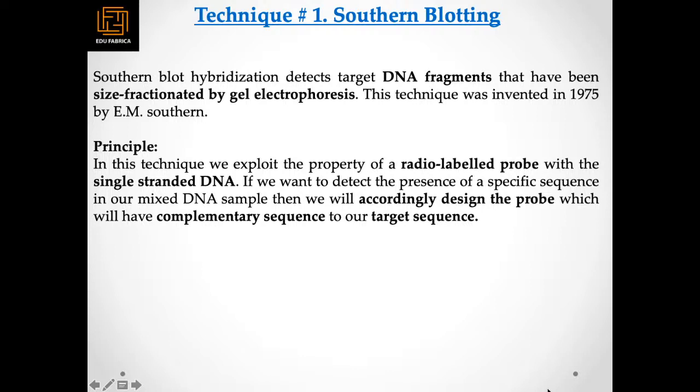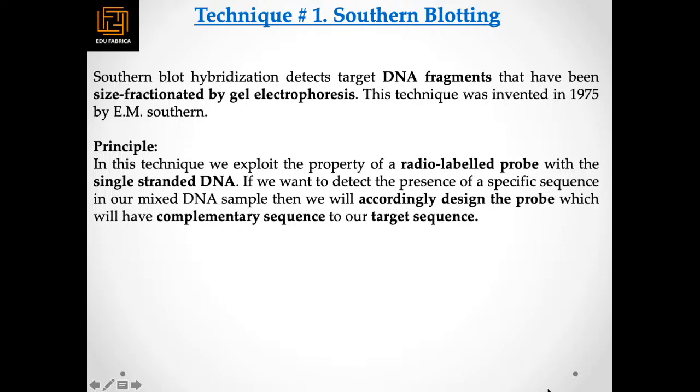So first is southern blotting. In this blotting technique, we detect target DNA fragments that have been size fractionated by gel electrophoresis. This technique was invented in 1975 by E.M. Southern. The principle of this technique was to exploit the property of radio-labeled probes with a single-stranded DNA.